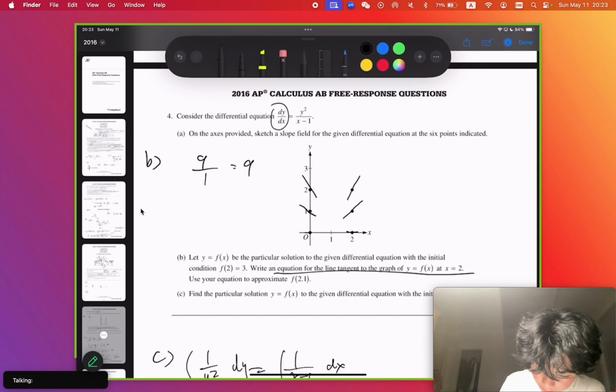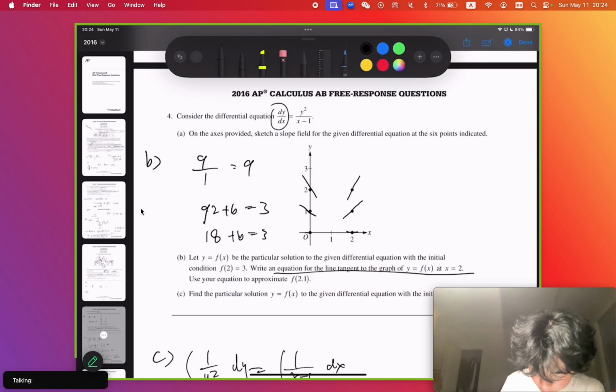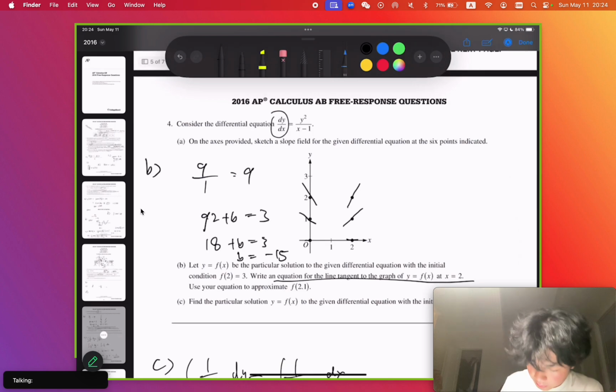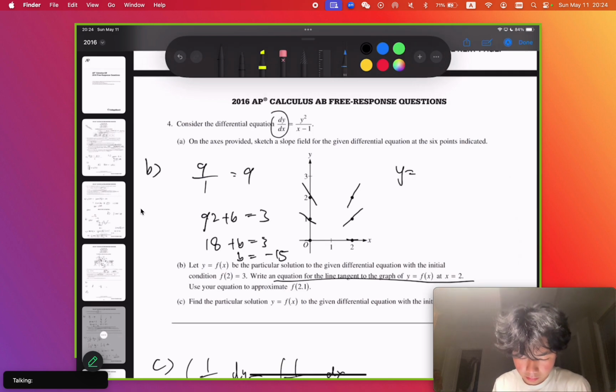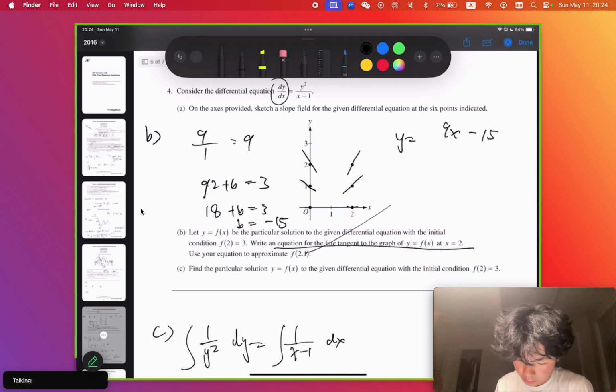Let's see, the line representation is 9x plus b equals 3. So x in this case is 2 if you plug that back in. So it'll be 18 plus b equals 3. B equals negative 15. Alright, so when b equals negative 15, y equals 9x minus 15. And then just plug that back in.